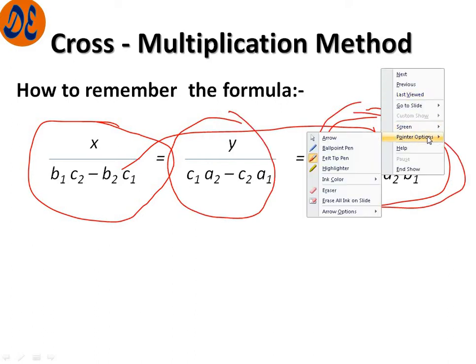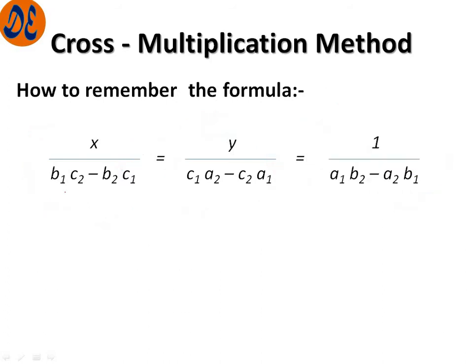But again the main point remains: how will we remember what will come as the denominator? So let us go for that. Just write the variable names and the constant. For the constant we will write 1, the coefficients of x, y and 1.